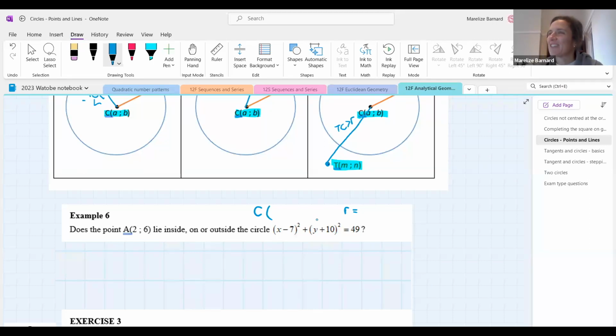Right, so to get our center, just a reminder again, we look at what is inside these brackets for x and for y, and we solve them as if they are equal to 0. So if x minus 7 is equal to 0, we're going to get the x coordinate of our center to be 7. And if y plus 10 is equal to 0, then we're going to get negative 10 as the y coordinate. So 7 and negative 10.